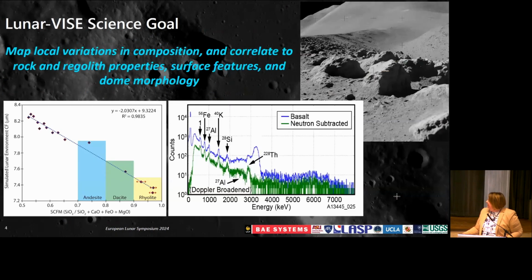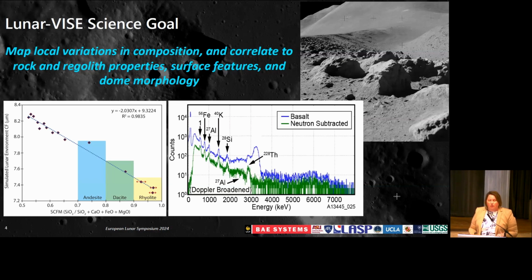Okay, so to accomplish our science investigation, we really want to map the composition of the domes as we move about the surface. We want to see what the composition is and if it varies across the surface. And if we do see any variations, we want to link that to any surface morphologies, geologic features, or textures that we see in the scene.